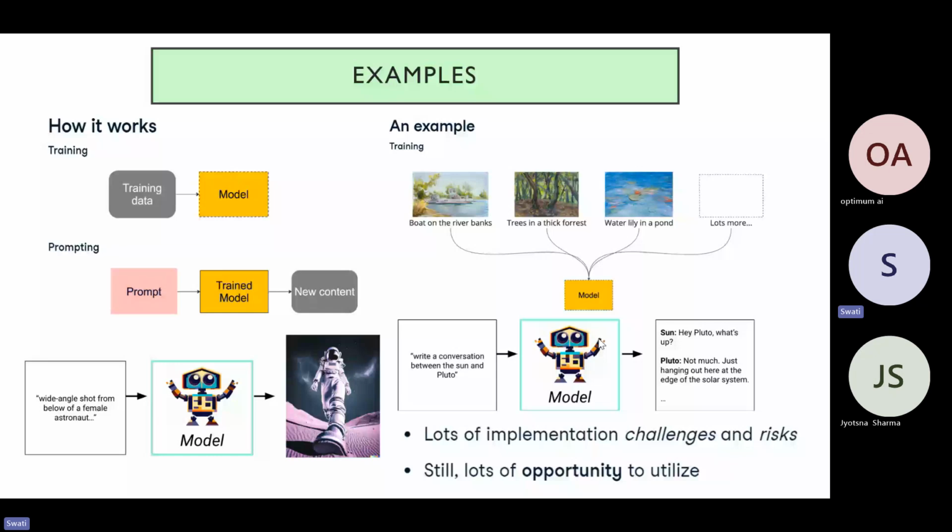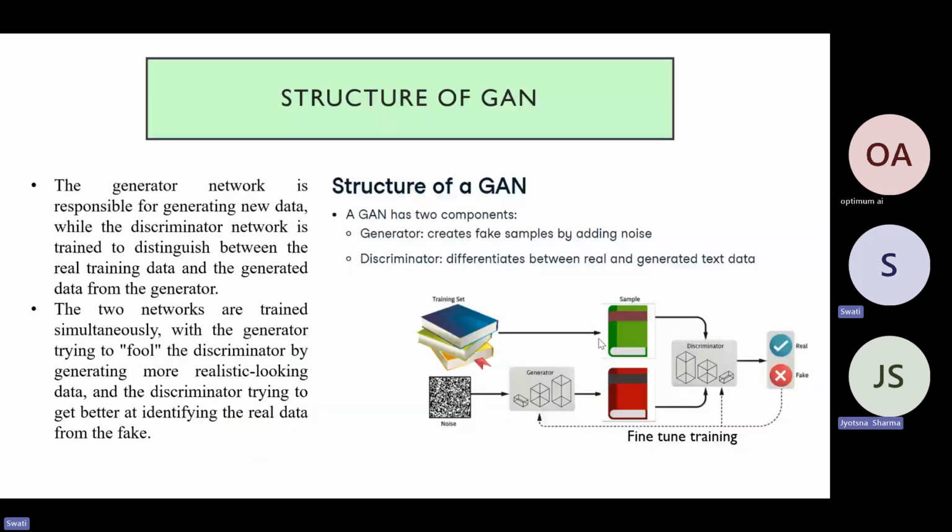Or you can also ask it to write a conversation, for example, a conversation between the sun and Pluto. Now this is just an example. There are still a lot of challenges and risks in this area, and there are a lot of opportunities as well. So let's come to the main architecture of GAN.